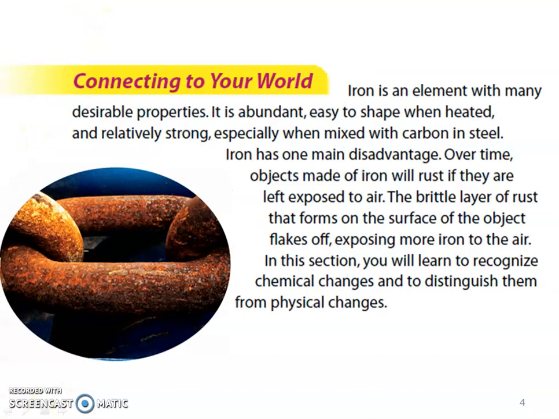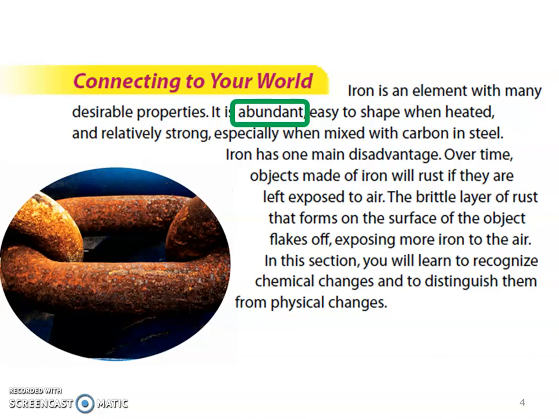So iron is an element with many desirable properties. It is abundant. Ooh, there's that word abundant again. That means there's a lot of iron. So it's good that it has desirable properties. It's easy to shape when heated and relatively strong, especially when mixed with carbon in steel. Iron has one main disadvantage. Over time, objects made of iron will rust if they are exposed to air.